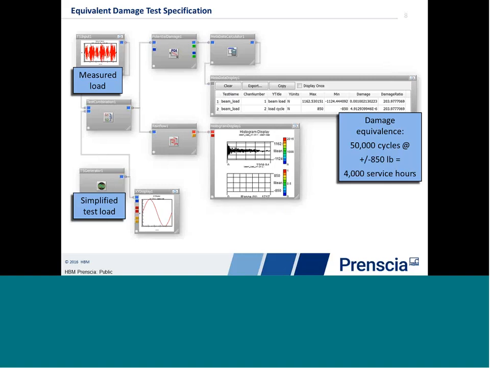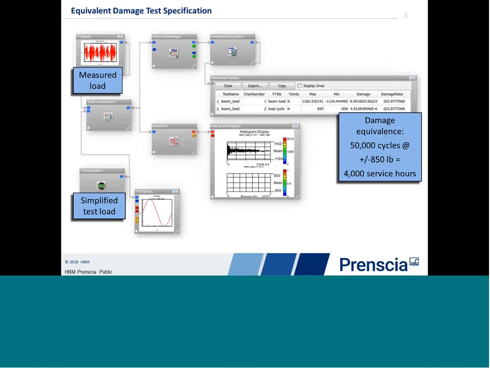The key result out of this is the box we see on the right, which says that if we have a cyclic load of plus or minus 850 pounds, it causes some amount of fatigue damage per cycle. If we have the full variable amplitude measured loading history from the service environment that we saw in the upper left, it causes, you can imagine, a much larger amount of fatigue damage. And the ratio of those two is a quantity we can calculate using fatigue damage rules. If we go through those calculations, we find that fatigue damage equivalence says we need 50,000 cycles of plus or minus 850 pounds to be the equivalent of 4,000 service hours.